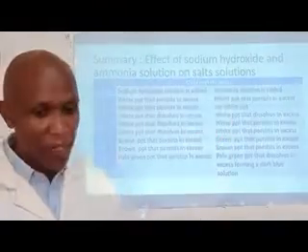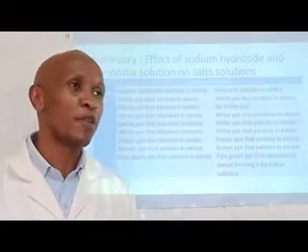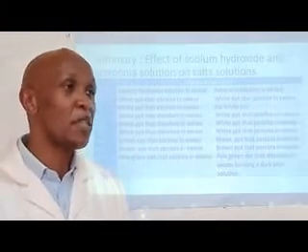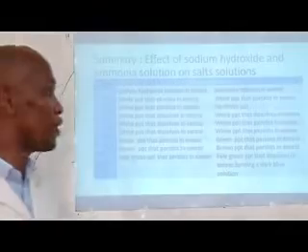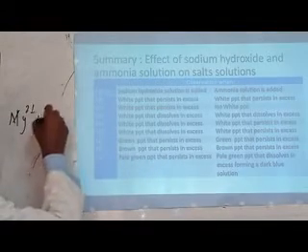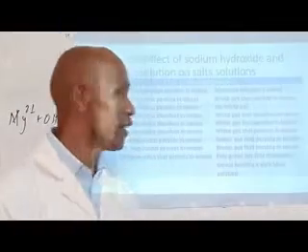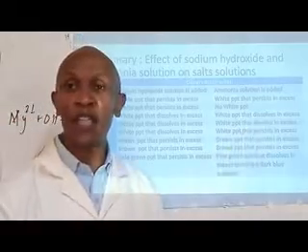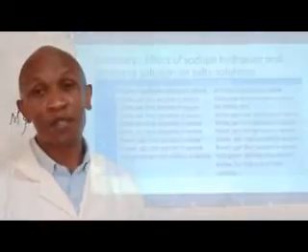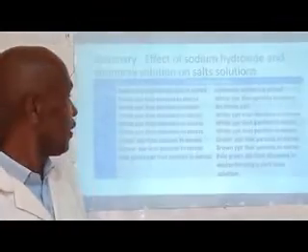Then I get to ammonia solution. I add ammonia solution, a few drops of that. What do I see? A white precipitate. Why? Because of the formation of magnesium hydroxide. Magnesium 2 plus reacts with hydroxide ions to form magnesium hydroxide. What about when I add excess? It does not dissolve in excess. Why? Because only copper, silver and zinc will complex with excess ammonia.